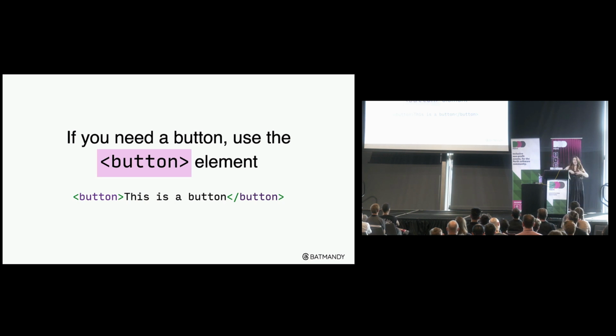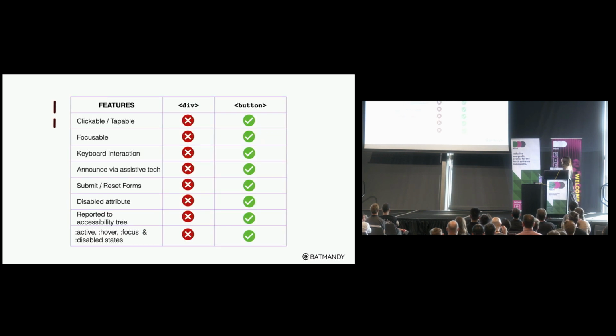Now, I like comparison tables, so I've made one for you, and I wanted to make it really clear which one of these is bad for buttons. Buttons are clickable and tappable by default. We had to add onclick. A button is focusable. I had to add a tabindex. A button can be clicked with the enter or space key, so there's keyboard interaction. I had to add the keydown event listener. A button is going to announce that it's a button to assistive tech. I had to add a role.